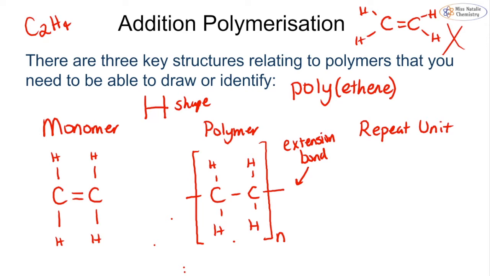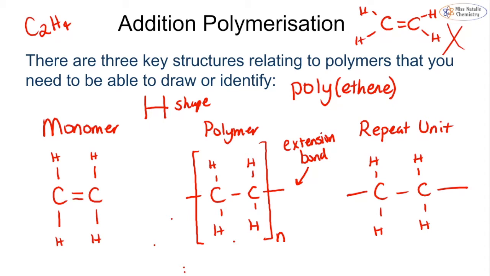Now, that's the polymer. When we go to the repeat unit, that is again exactly what it sounds like. It is the unit of the polymer that repeats over and over. And all we do is we take what we've just drawn for the polymer and we remove the N and the square brackets. And that's it. So I've got my carbon with my hydrogens and my extension bonds. That is the repeat unit. So you can see that they all link together.